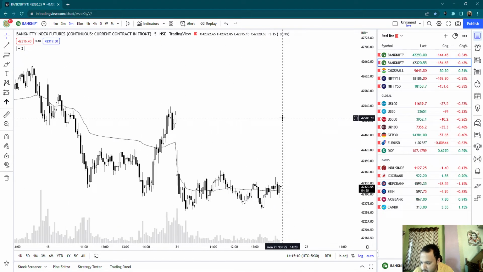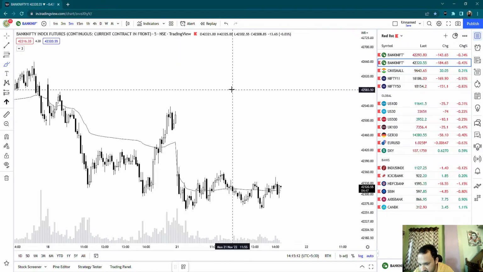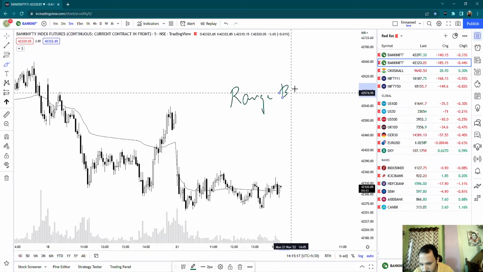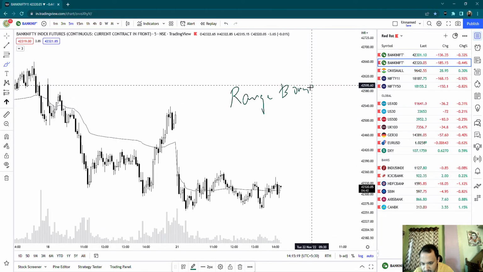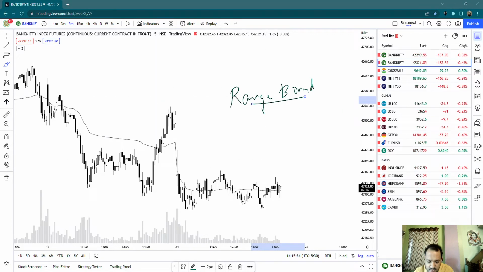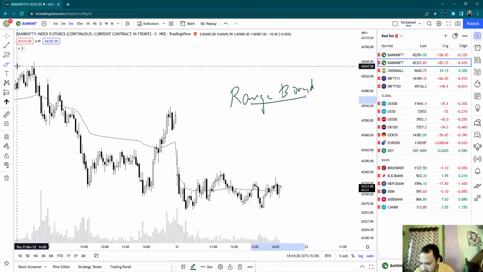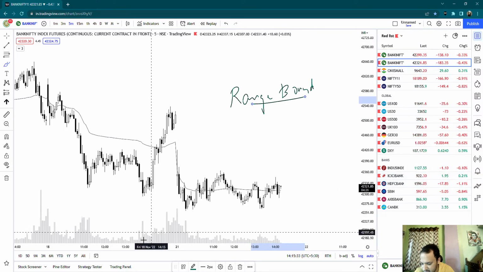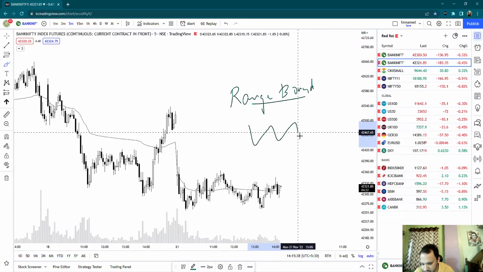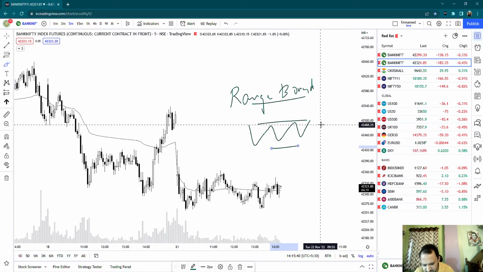So the first point which I want to talk about is range bound days. Range bound days in the index. How does that actually happen? There are two ways in which a range bound day in the index can take place. The first one is when all the major banking stocks, HDFC Bank, ICICI Bank, SBI, they all go range bound, which is very rare. Obviously, this is very rare to see on a single day.